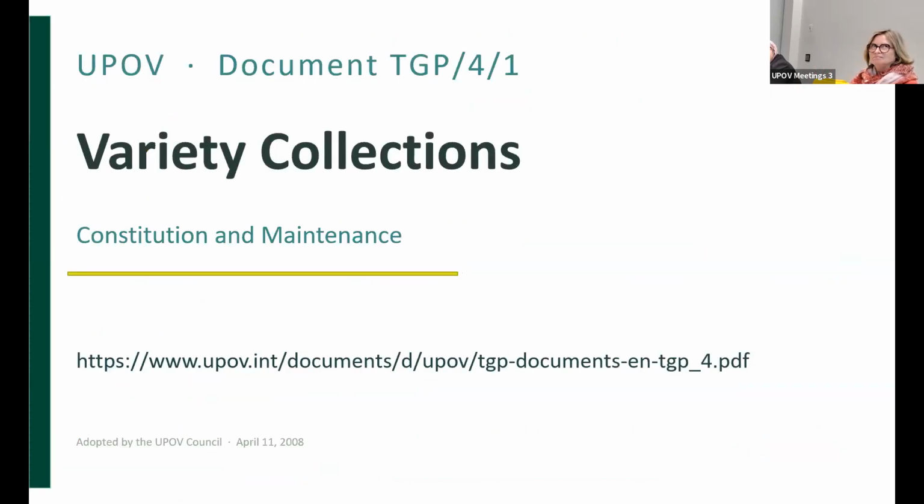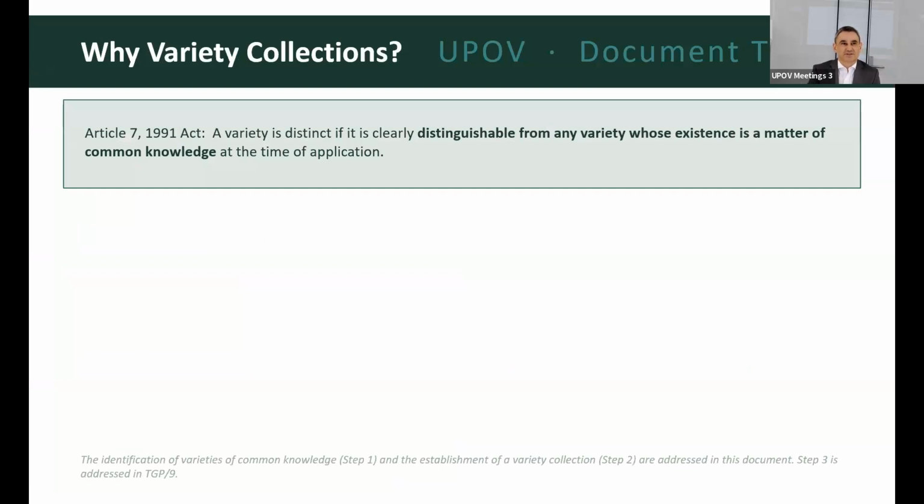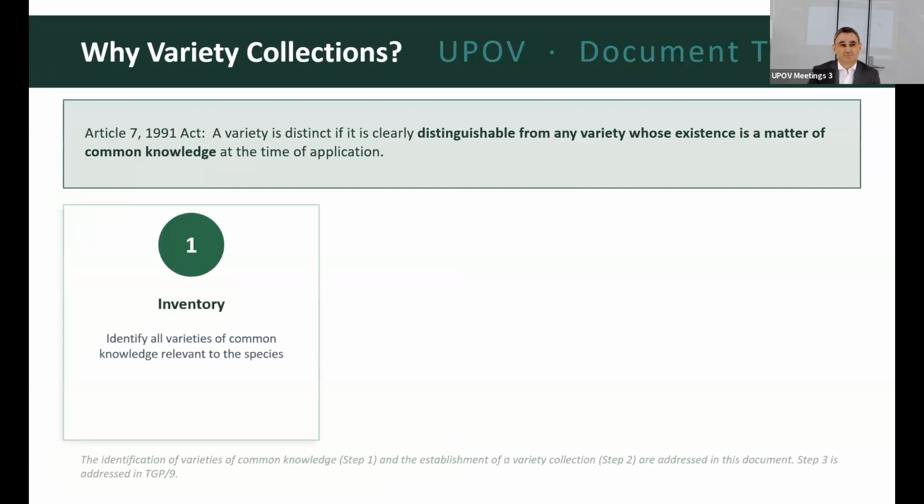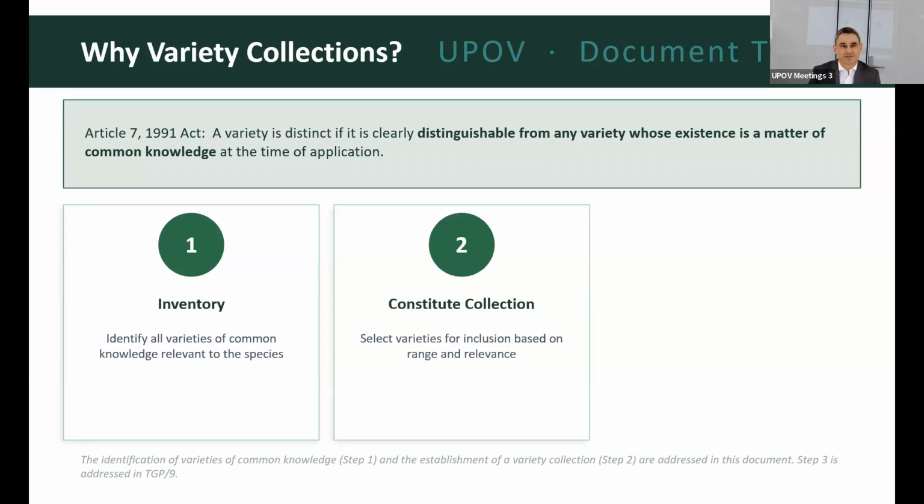Thank you, Caroline. To set the scene for today's webinar, we're going to talk about UPOV document TGP4, variety collections. Variety collections are a very important part of the DUS procedure, as the convention requires that to be granted plant variety protection, a candidate variety must be distinguishable from any variety whose existence is a matter of common knowledge anywhere in the world. So to understand common knowledge, it's important to have an inventory and identify varieties all over the world that belong to that particular crop or species.